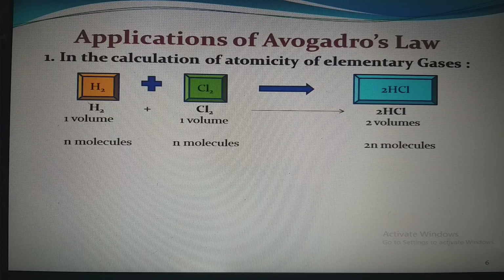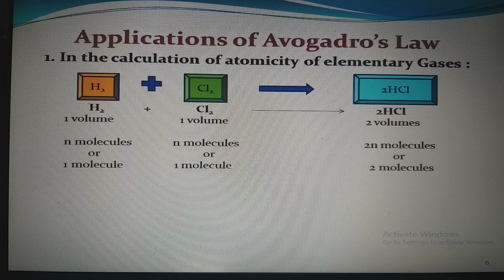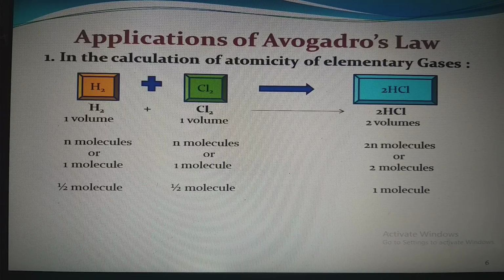If we assume the number of molecules to be 1, then we have 1 molecule of hydrogen, 1 molecule of chlorine and 2 molecules of hydrogen chloride. For finding the atomicity, we have to take 1 molecule of the product. So, we will divide all these molecules by 2. Now, we have half molecule of hydrogen, half molecule of chlorine and 1 molecule of HCl.